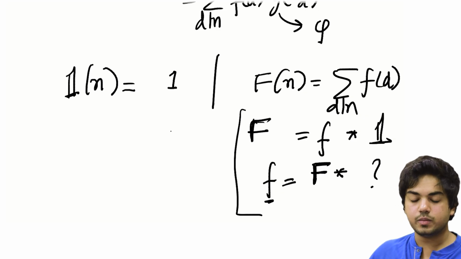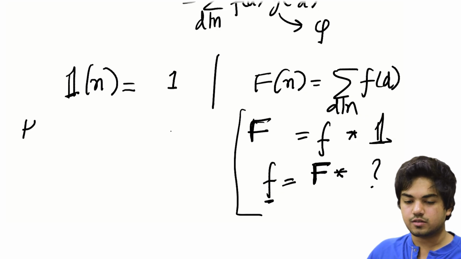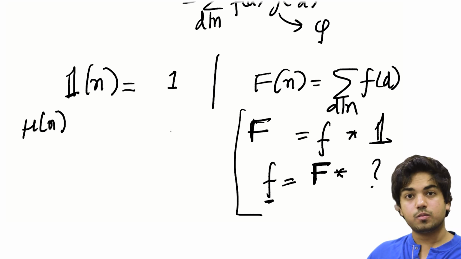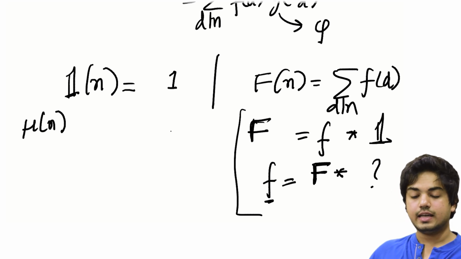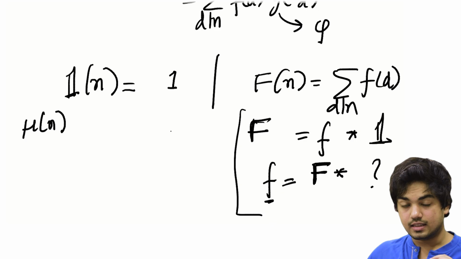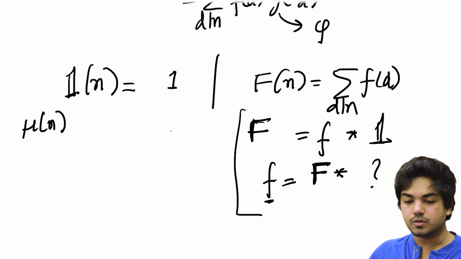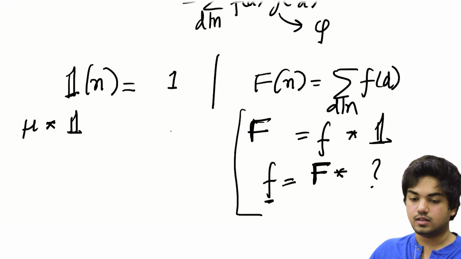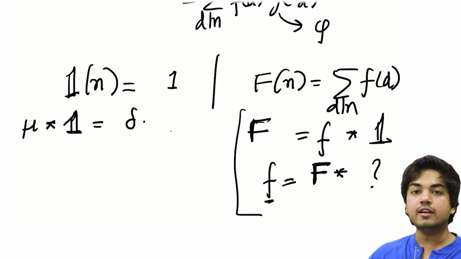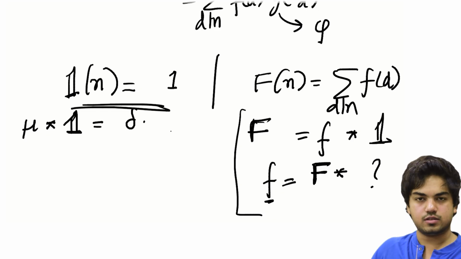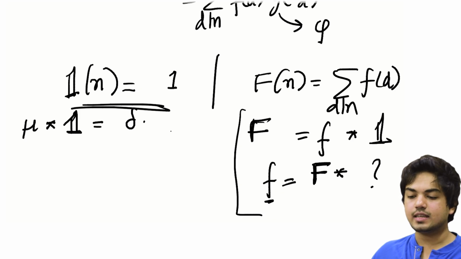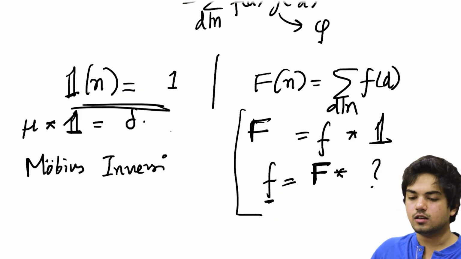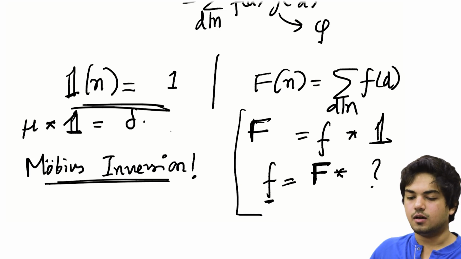So this is where the Mobius function comes in. A Mobius function, which I will not define, I'd urge you to look it up, is a function which has the exact property that mu Dirichlet convolved with this function 1 is delta. It's the inverse of this one function. And because of this property, we get something known as Mobius inversion, which is a very cool result that I will not get into. But this is kind of the basis of the Mobius function.